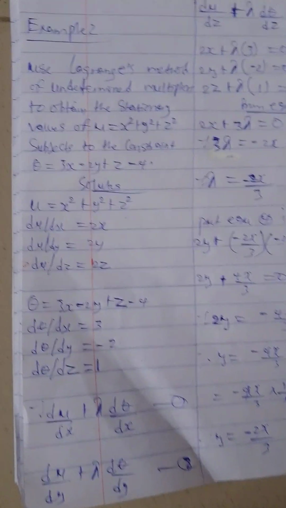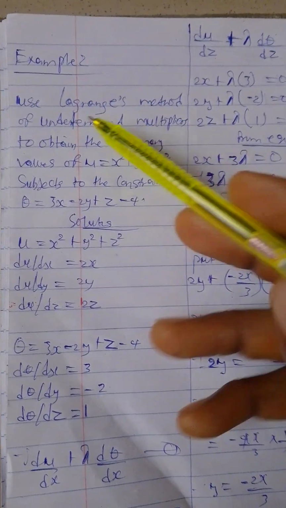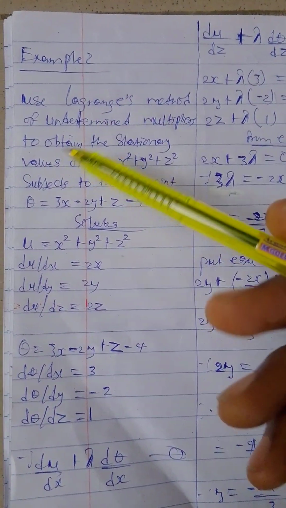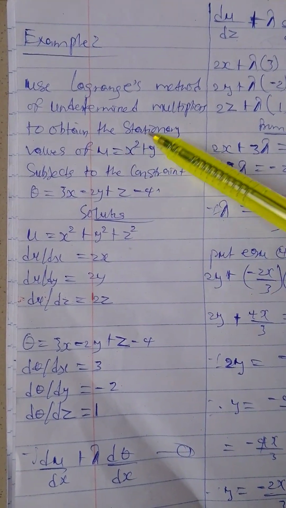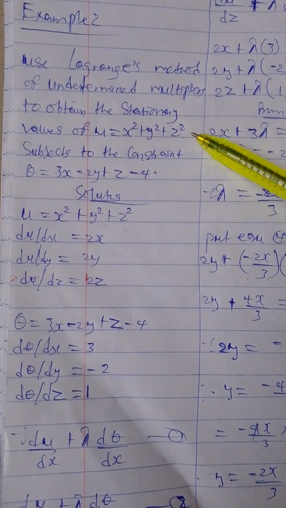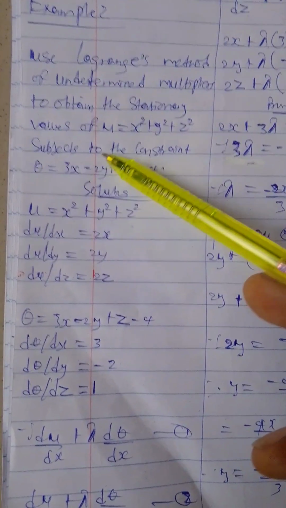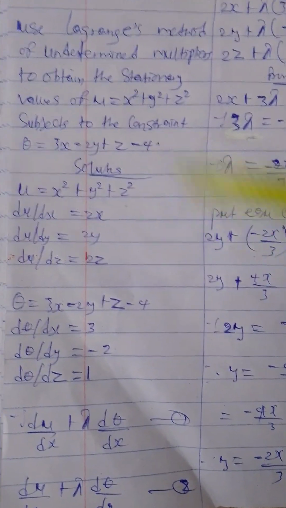Now therefore I have question number two. Question number two says: use the Lagrange method of undetermined multipliers to obtain the stationary values of u equals x squared plus y squared plus z squared, subject to the constraint theta equals 3x minus 2y plus z minus 4.